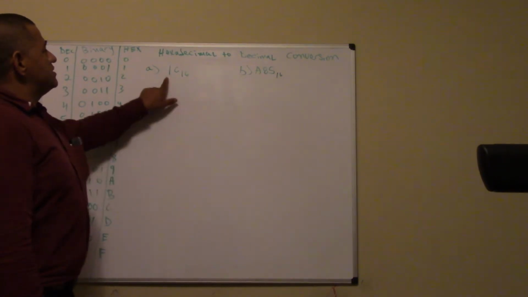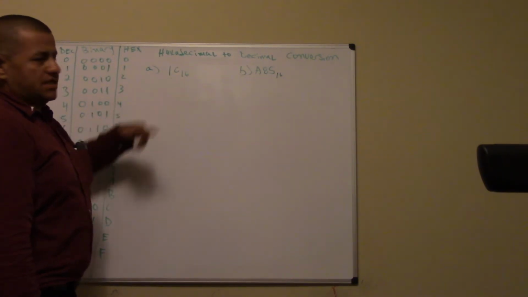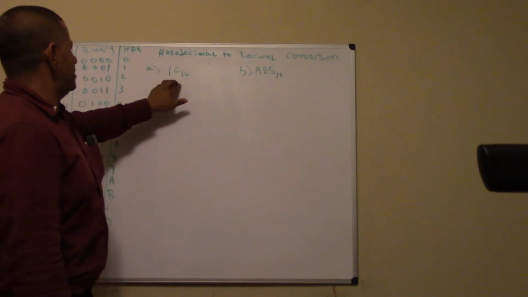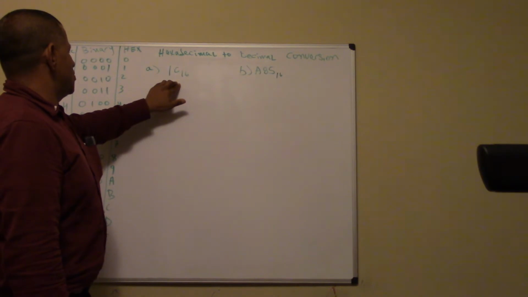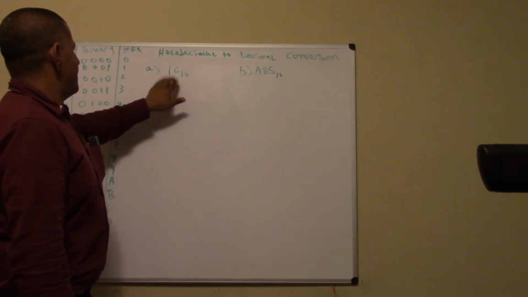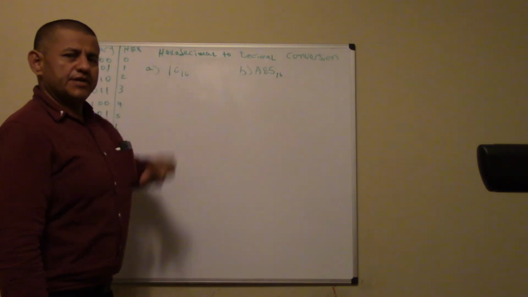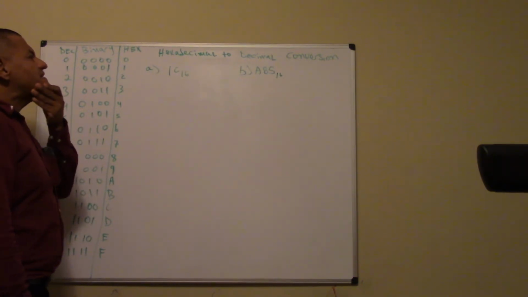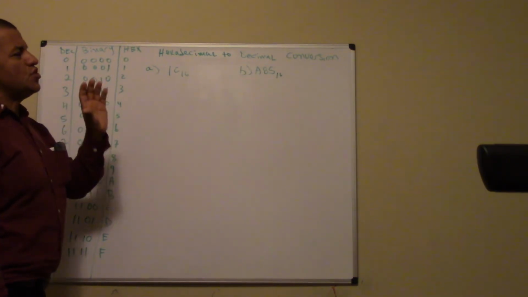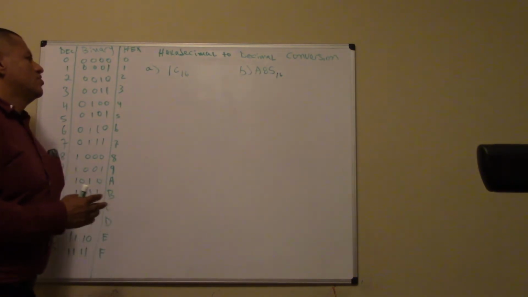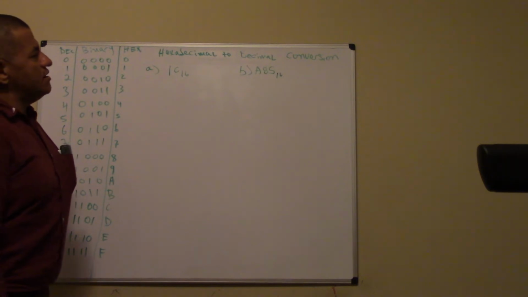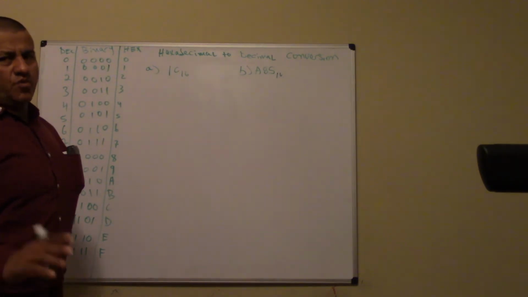Okay, now, so I got a 1C base 16, which is hex, and I want to convert this number to decimal, right? So this is a little, well, there are two ways to do this, and I will try to show both ways. One way requires more work than the other.